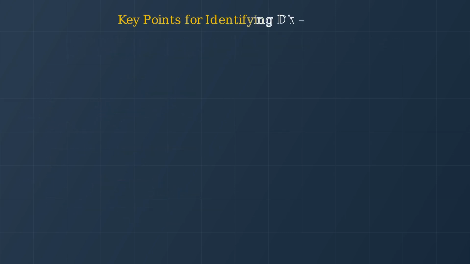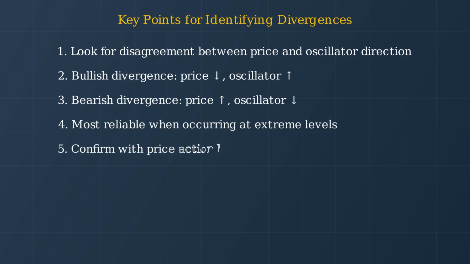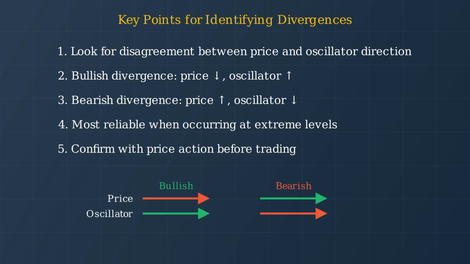Here are key points to remember when identifying divergence signals with price oscillators. These simple visual patterns can help you quickly identify bullish and bearish divergence signals.